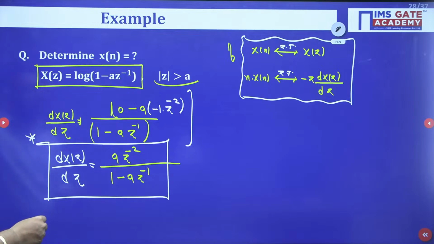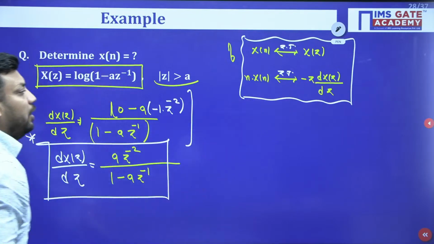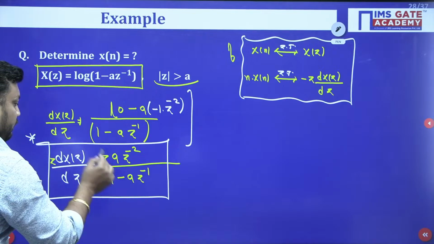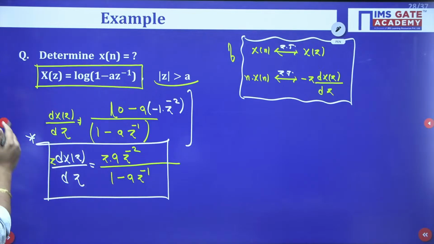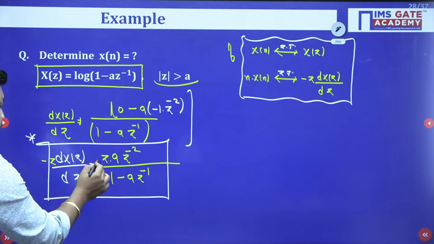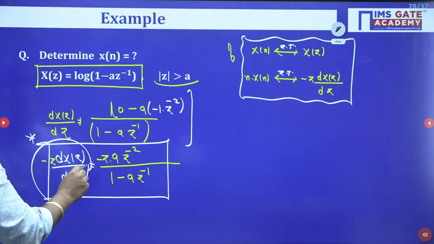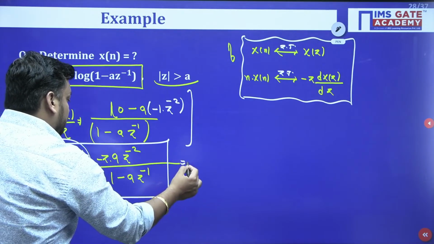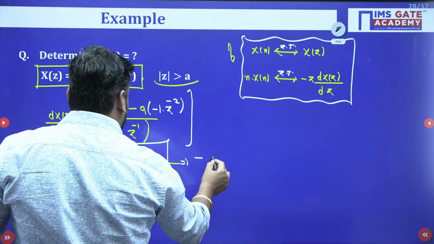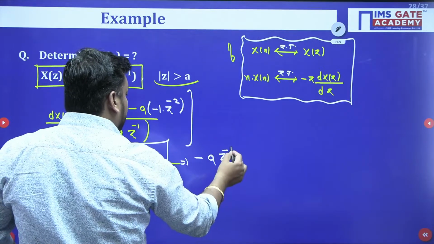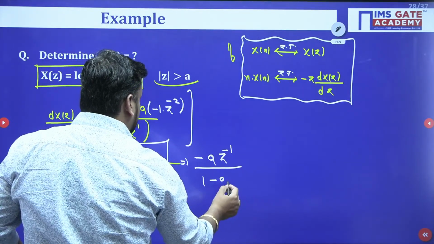Minus a z minus 2 upon 1 minus a z inverse. Here dX(z) upon dz, but the property says that we have to make z dX(z) upon dz. So if I multiply z both sides, and if I also multiply with the minus sign both sides, then what will I get? Minus z dX(z) upon dz is actually equal to minus a z to the power plus 1, z to the power minus 2, so it is z to the power minus 1 upon 1 minus a z inverse.